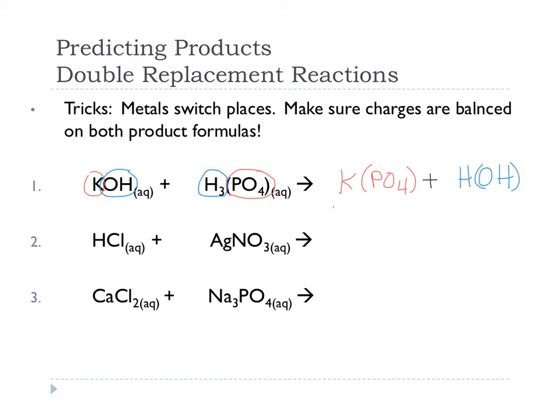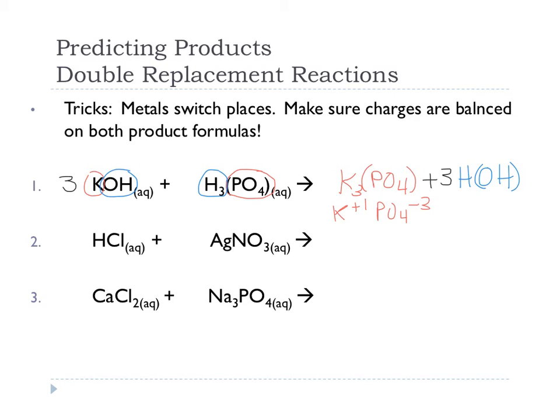I'm going to do my work kind of below here. Potassium has a +1 charge. The phosphate has a -3 charge. So to get the total charge to add up to 0, the formula for potassium phosphate will be K3PO4. I'd need 3 potassiums and just 1 phosphate. Now I've got my formulas figured out. Last step is to balance. So to balance, I'm going to put a 3 here and a 3 there, and that should do it.